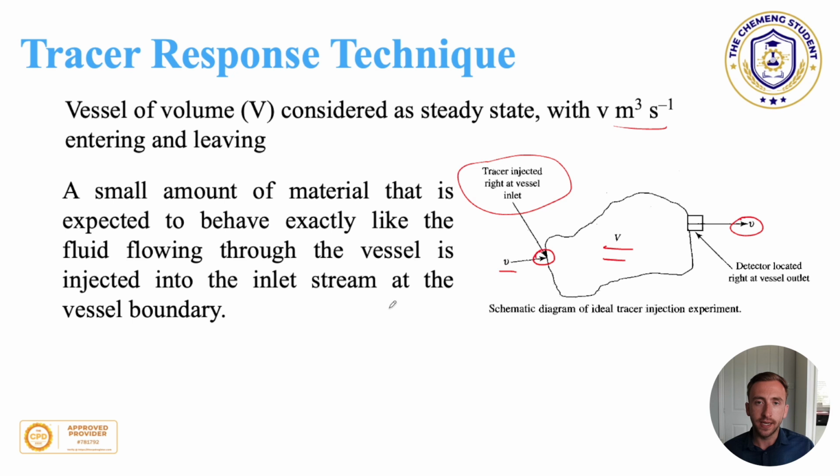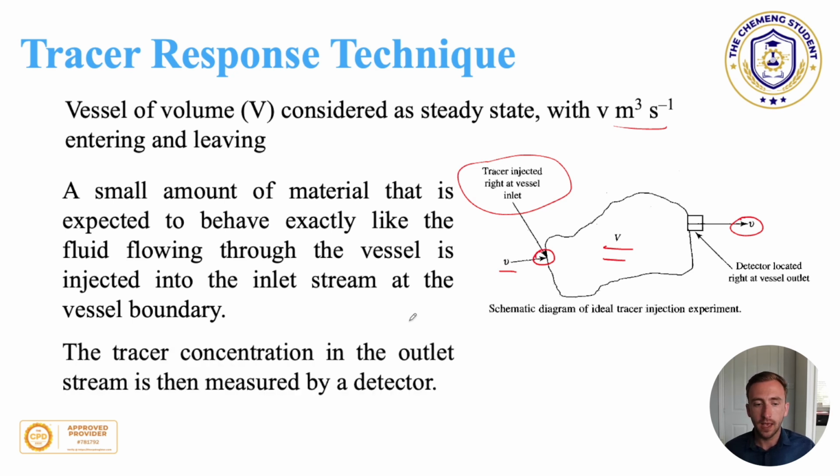So what this will then allow us to do is map out what the concentration change is per unit time. So we would create what's called a C curve. And the tracer concentration in the outlet has to be measured by the detector. Usually the detectors are things like UV detectors, but we have to ensure that the tracer is inert to the actual system. We don't want it to interact and react with our material. We want it to behave in such a way that replicates the material that's actually going into the vessel.